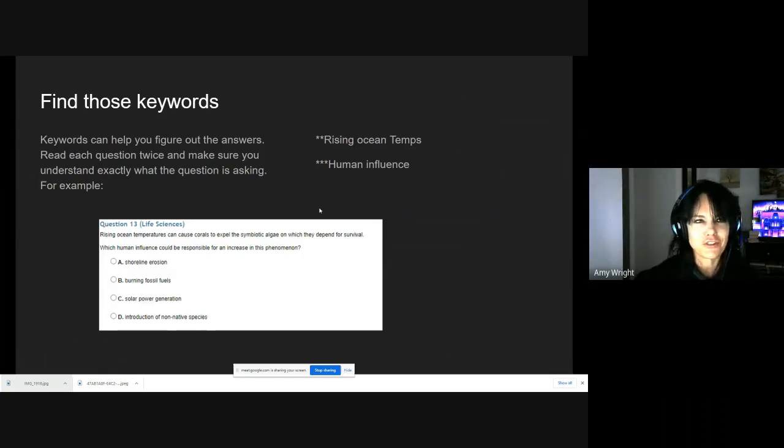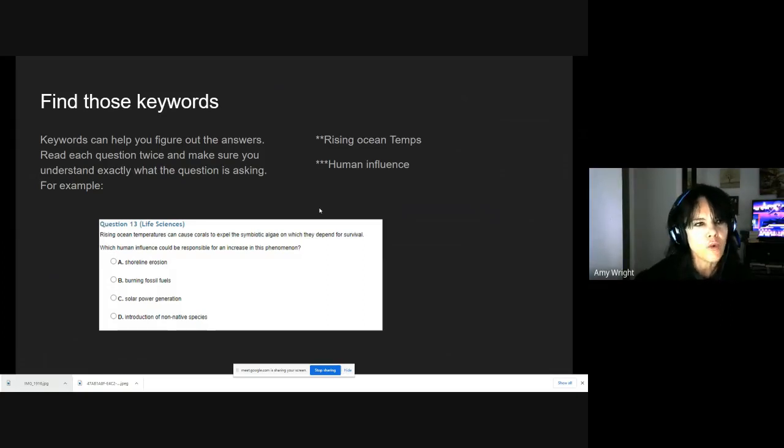This is not the greatest question in the world, but this is a question where if you pay attention to the key words in the question, finding the answer is going to be a lot easier. So keywords can help you figure out the answers. Read each question twice to make sure you understand exactly what the question is asking. This is something I do as a test taker. I tested for years and years, right? If you always read the question twice, because sometimes you don't really know what the question's asking. It's vital that you do that, especially if it's a super wordy question.